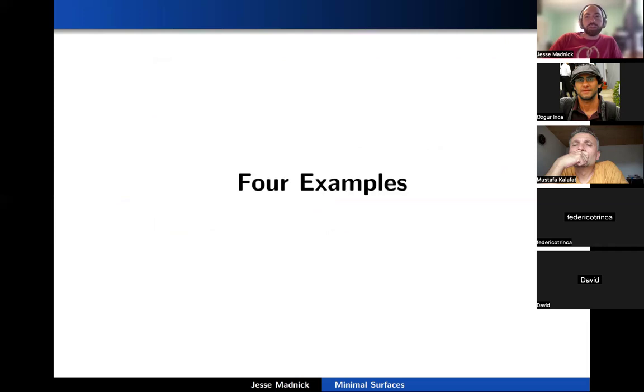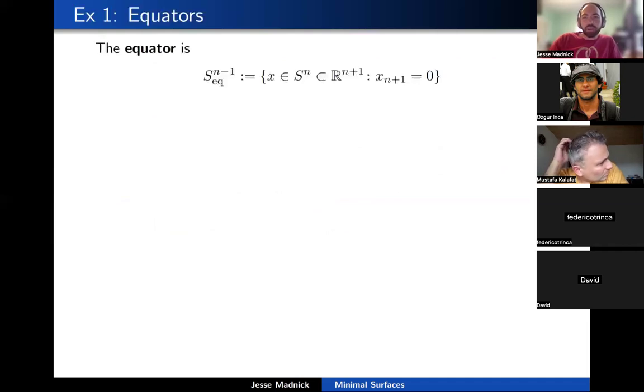Okay, so we've been talking about isoparametric hypersurfaces in spheres, but I haven't given you any examples. So let's rectify that. Let's go in order of complexity. We'll start with the simplest ones and then get progressively more complicated. The simplest example for sure is the equator. The equator is what you get when you take the n-sphere and cut it with a hyperplane in R^(n+1).